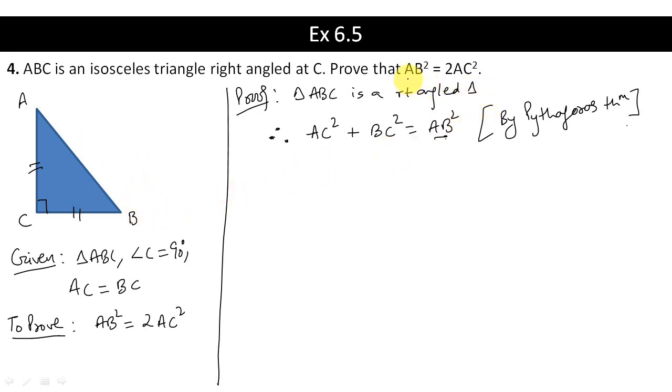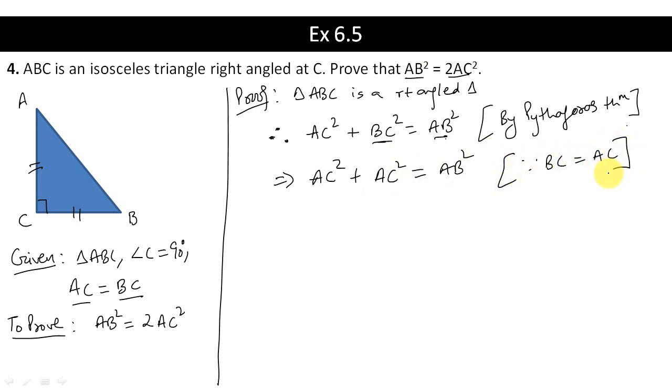Now we need to prove that AB square is twice of AC square. So since BC is equal to AC, in place of BC I can write AC. So this implies AC square plus AC square, as triangle ABC is an isosceles triangle, because BC is equal to AC. This was given. Now AC square and AC square, this is twice of AC square, will be equal to AB square, and this was required, hence proved.